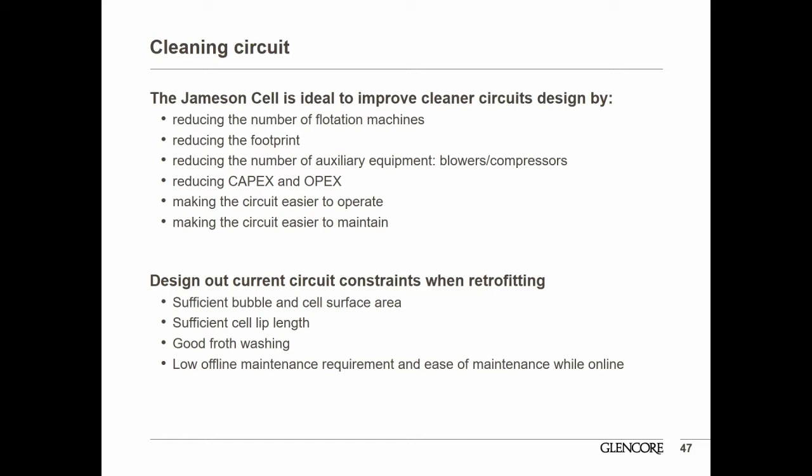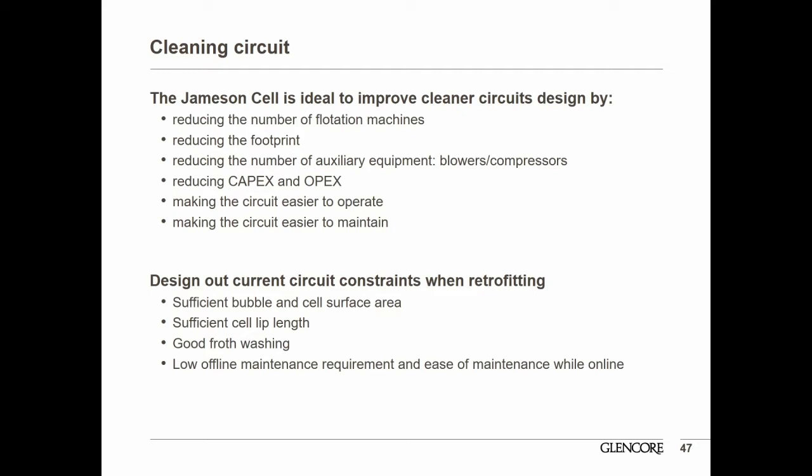Or you can improve your cleaner circuit design, reduce the number of flotation machines by incorporating Jameson cells up front. Our preferred cleaner circuit design generally only has 5 to 7 cells, which is much smaller than a conventional cleaner circuit design. That reduces the footprint, it reduces the need for auxiliary equipment, and hence reduces the capital and operating costs. This in turn results in a circuit that's easy to operate and easy to maintain.